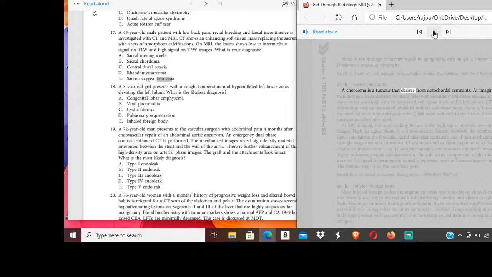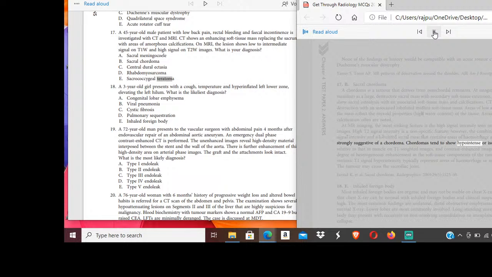A chordoma is a tumor that derives from notochordal remnants. At imaging, it typically manifests as a large, destructive sacral mass with secondary soft tissue extension. Radiographs may show sacral osteolysis with an associated soft tissue mass and calcifications. CT shows bone destruction with an associated lobulated midline soft tissue mass. Areas of low attenuation within the mass reflect the myxoid properties, high water content of the tissue. Areas of punctate calcification often are noted. At MR imaging, the most striking feature is the high signal intensity seen on T2 weighted images. High T2 signal intensity is a non-specific feature, however, the combination of high T2 signal intensity and a lobulated sacral mass that contains areas of hemorrhage and calcification is strongly suggestive of a chordoma.